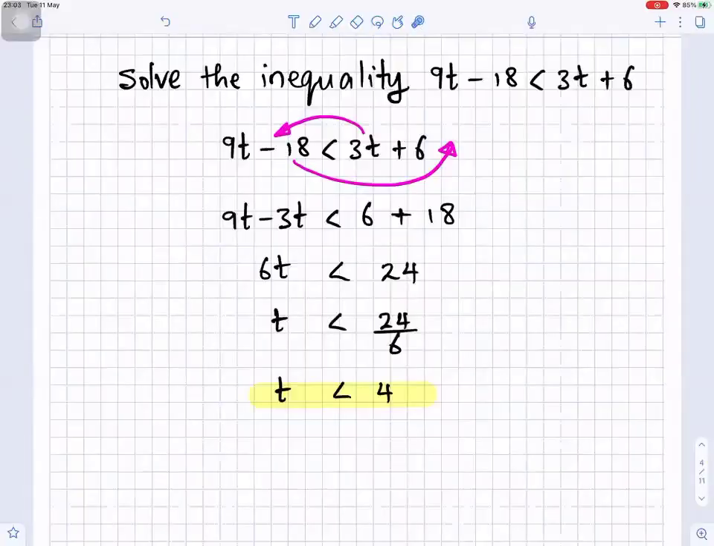Solve the inequality. 9t minus 18 is less than 3t plus 6. Plus 3t goes to the left, it becomes minus 3t. Minus 18 goes to the right, it becomes plus 18. 9 take away 3 is 6t. 6 plus 18 is 24. It's times 6, so you take it to the other side and it becomes divide. 24 divided by 6 is 4. So t is less than 4.